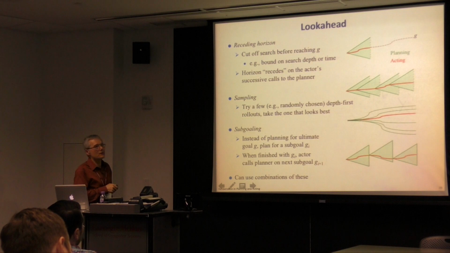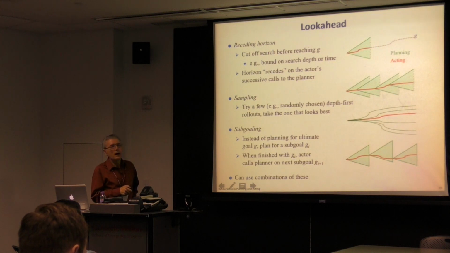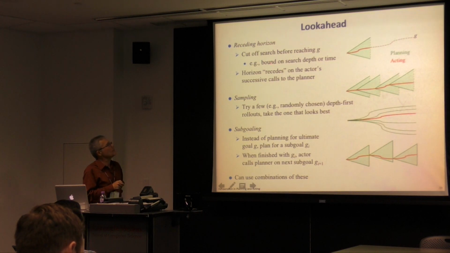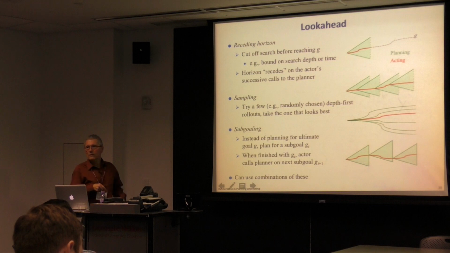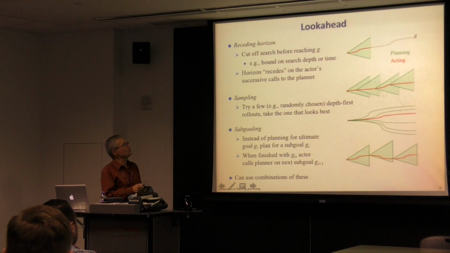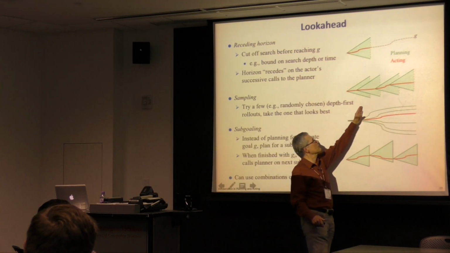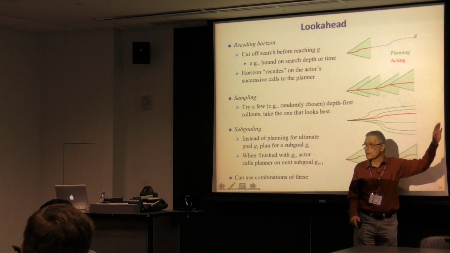Well, there's several alternatives. One is something called the receding horizon approach. The idea is that you search to some fixed depth. You cut off this search before you get to your goal or finish your task. It might be a bound on your search depth. It might be a bound on how much time you're willing to spend. And the reason it's called receding horizon is that you search to this depth. Your actor then is going to execute part of the plan that you've returned. You're going to search to a fixed depth again. Your actor is going to execute part of that plan, and you keep going. Okay? So each time you make these successive searches, your horizon is farther on. Okay?